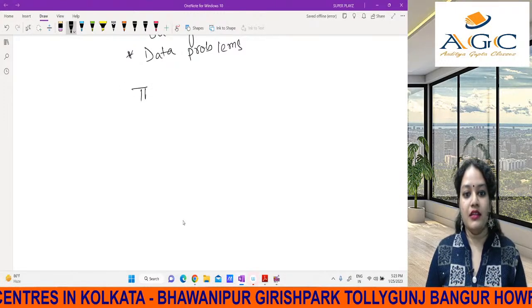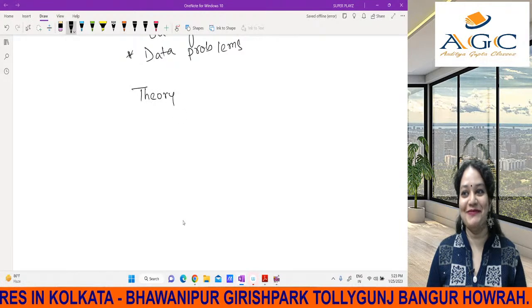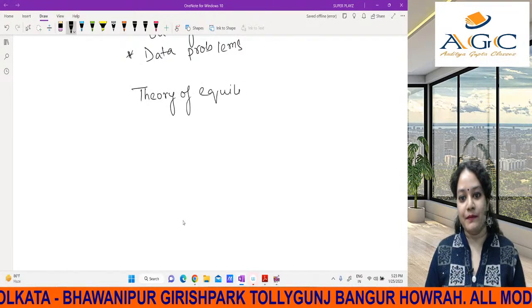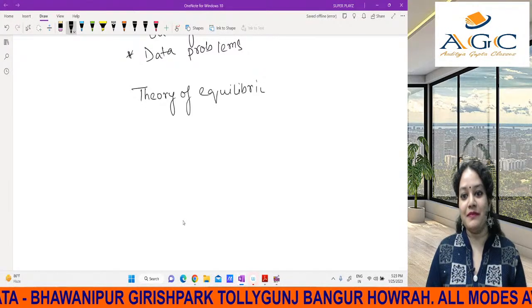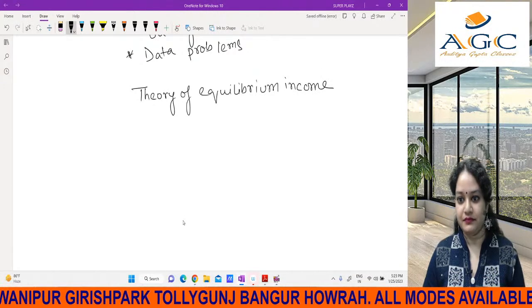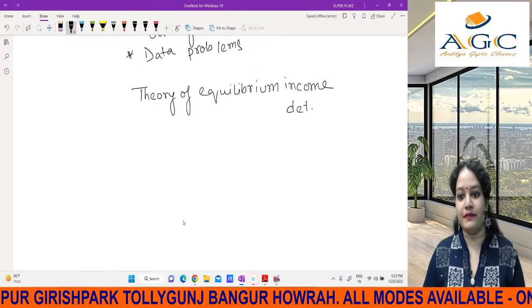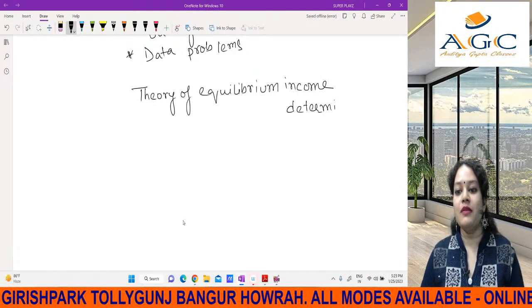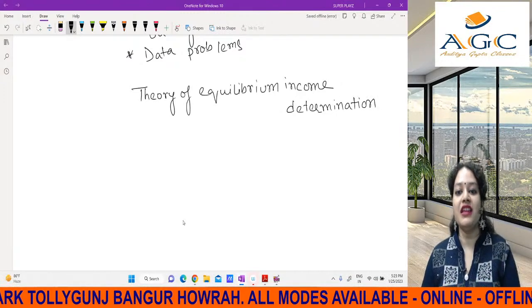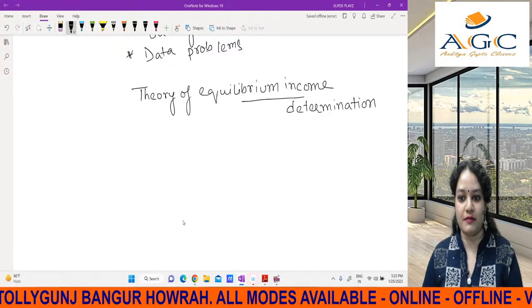Now see, the name of the third chapter is Theory of Equilibrium Income Determination. Now, from the name we can understand that we have to determine the equilibrium level of income.